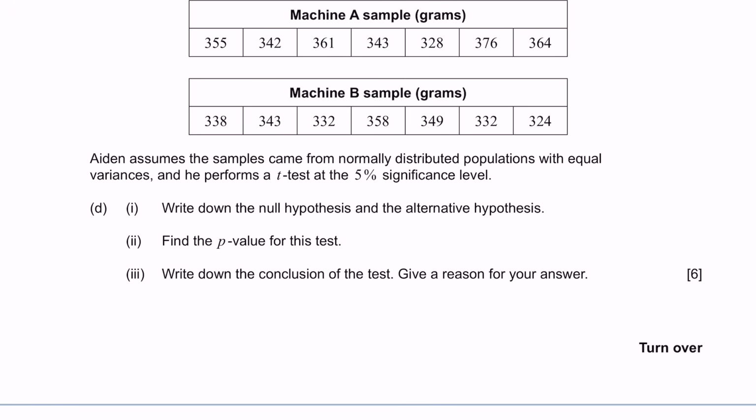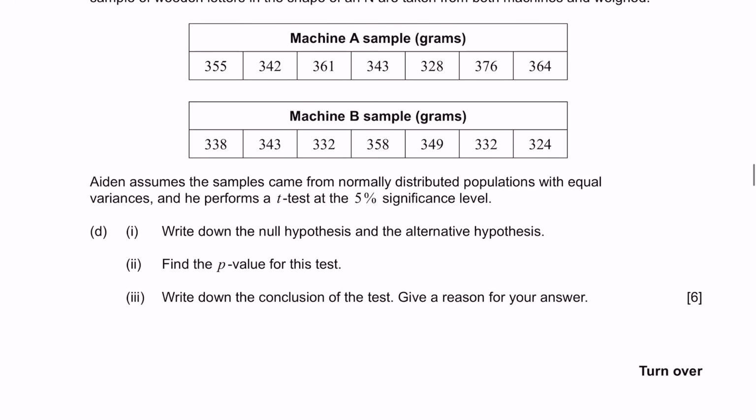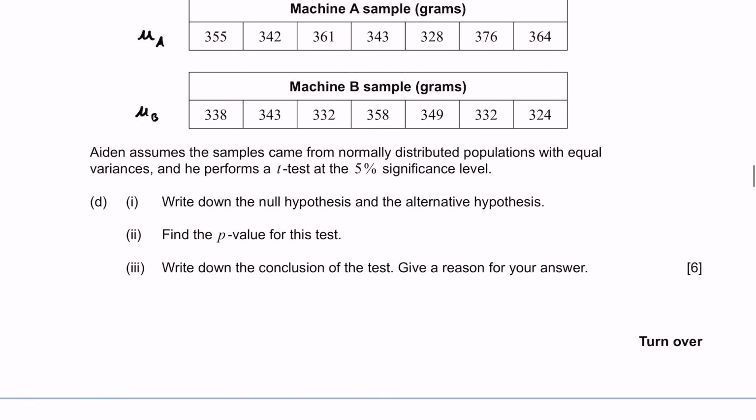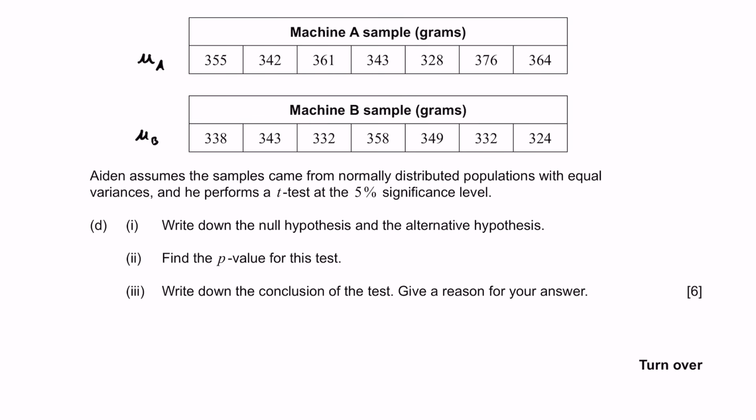Part 1 of D, write down the null and alternative hypotheses. Okay. So a t-test compares means, that is to say the average, in this case the average weight of these N's that are being produced. We can write the mean as mu. So let's call this mu A, the average from machine A, and mu B, the average from machine B. A t-test compares means. So what could we possibly have here? I'll write this out right here.